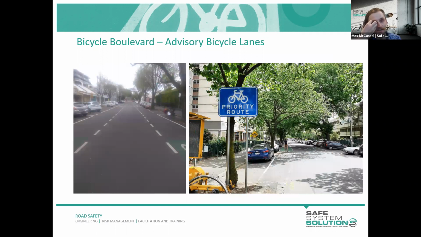Here's what things look like out on the ground there. So this is what's currently being trialled in Victoria. And yeah, just another bit of food for thought within your arsenal as you go to build this type of bicycle infrastructure.